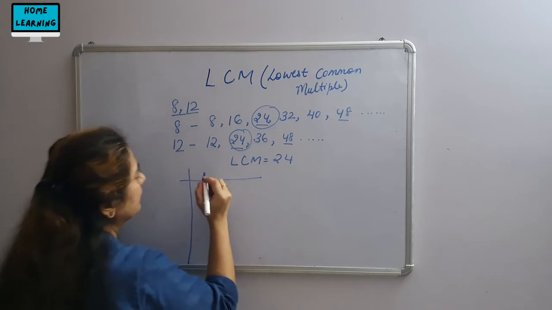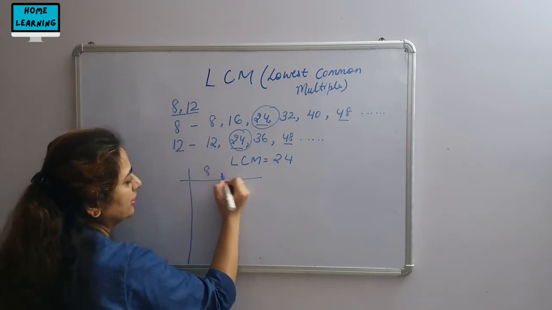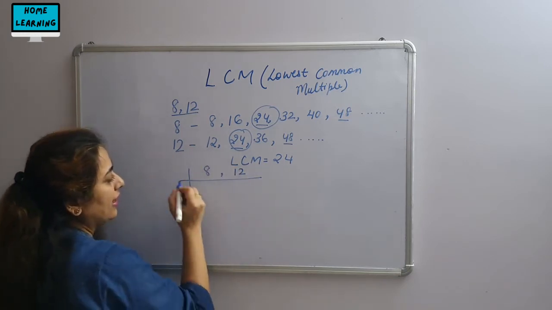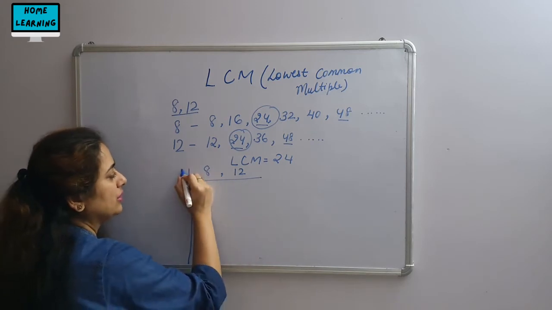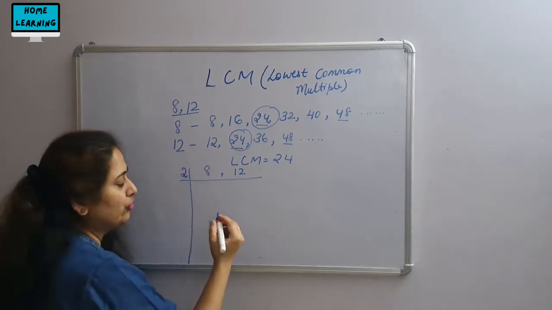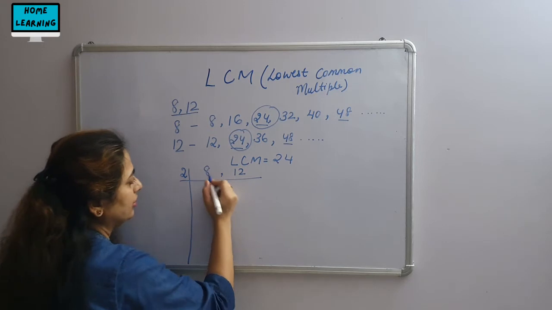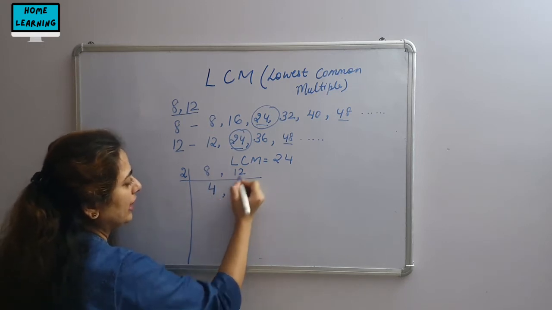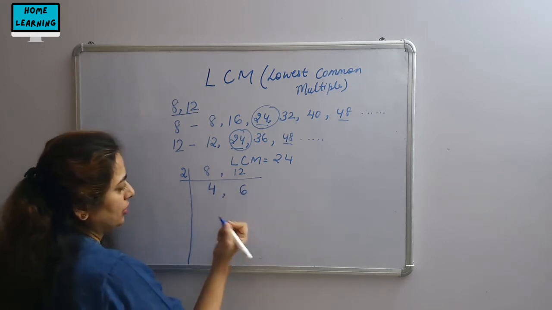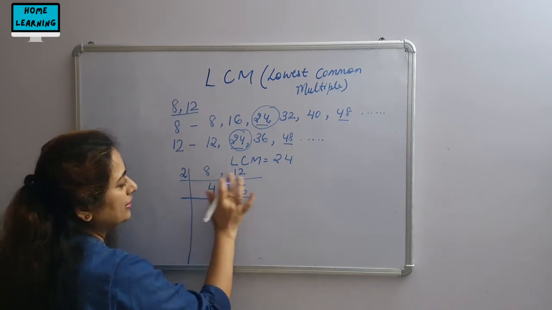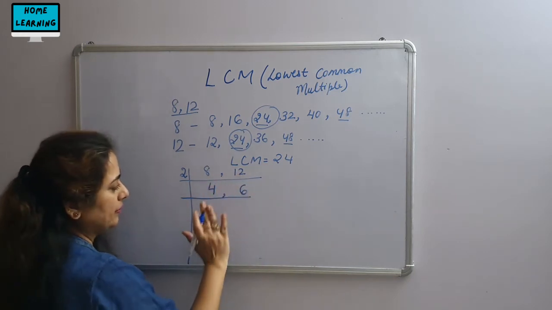With this division method, you will write both the numbers here and you can see both are even numbers. So, let's divide them by 2 first. Divide 8 by 2 and divide 12 by 2. Always take these two numbers separately.